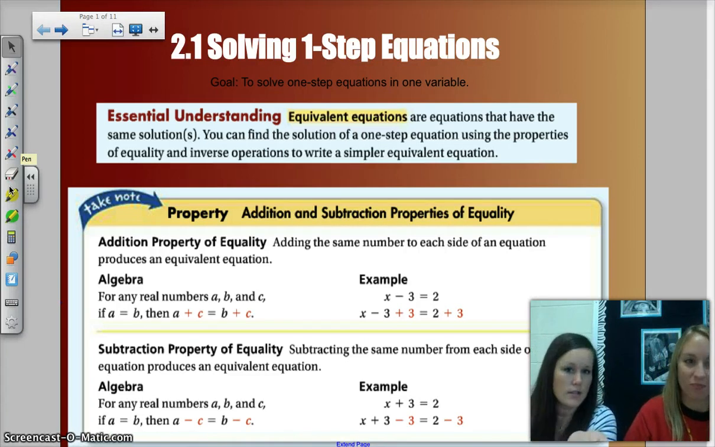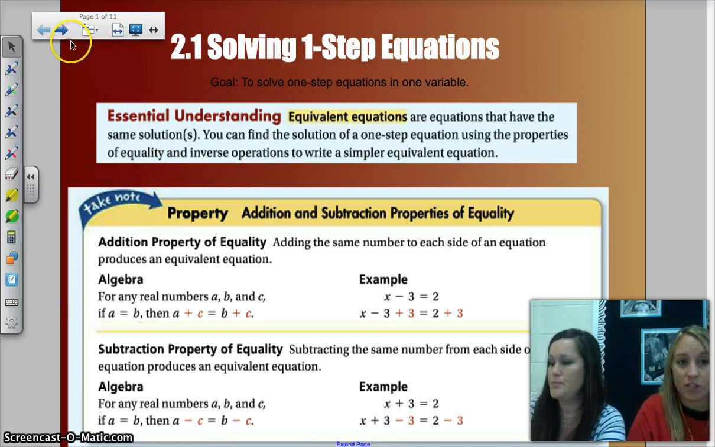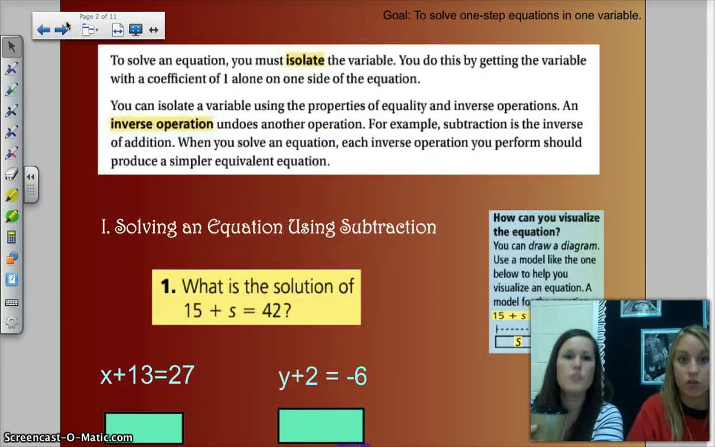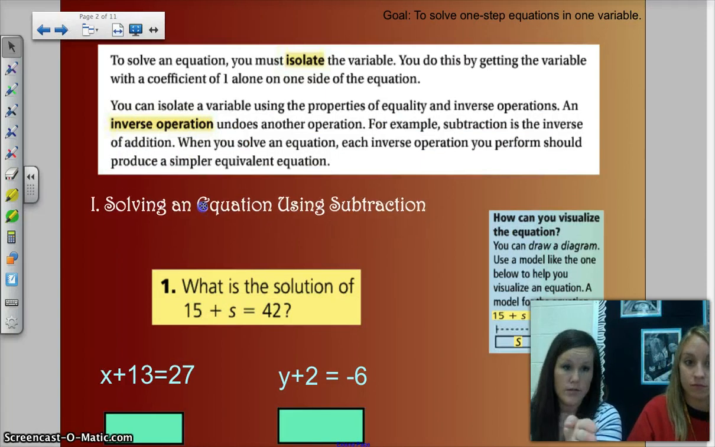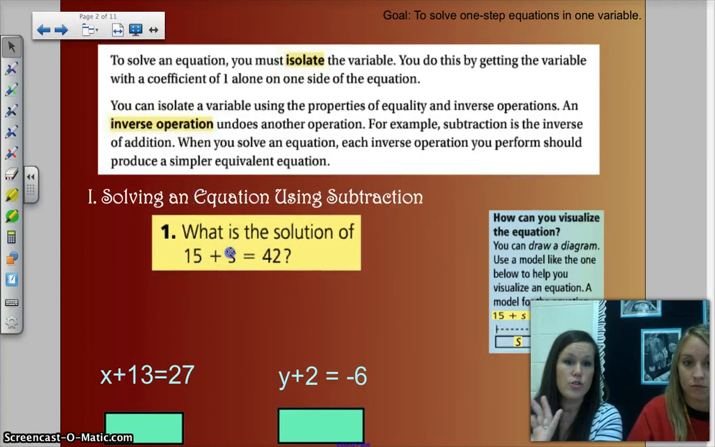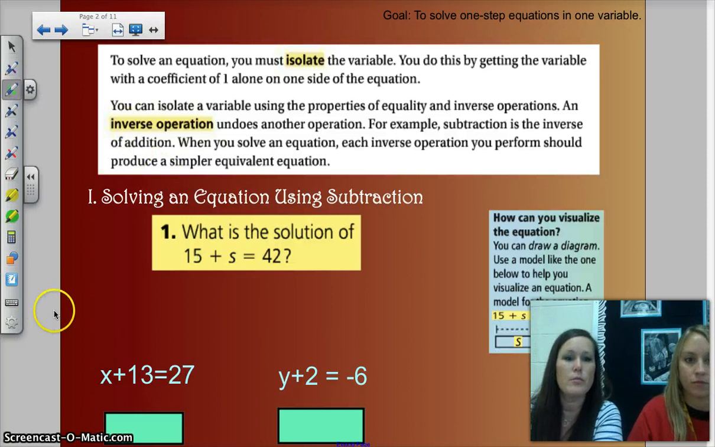You guys did this in 7th grade a little bit. So let's get started and show you how it works. The thing that you'll keep hearing us say is what you do to one side, you must do to the other. That comes from the property of equality. We will also talk about inverse operation. It's whatever undoes something, the opposite operation of what is shown in the problem. It'll make more sense when we start.